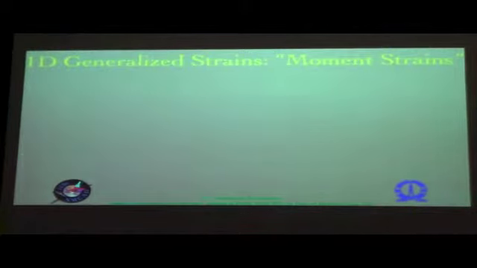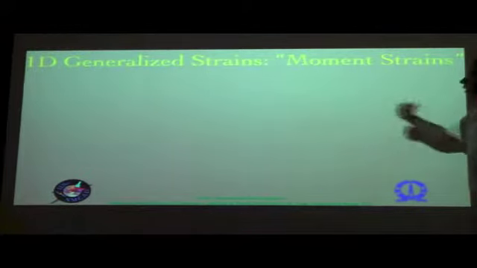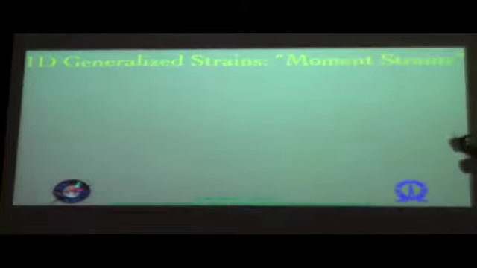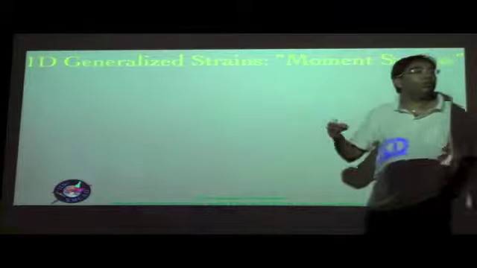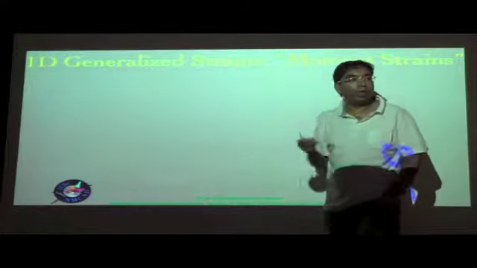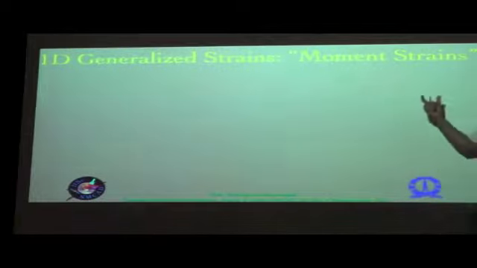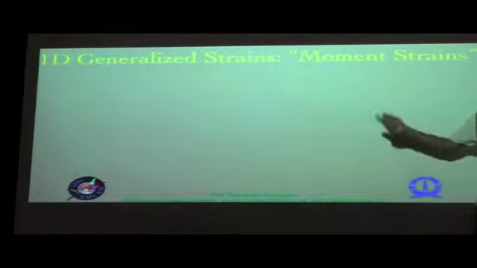So now we have further generalization, because we're talking about strains as generalized strains, 1D generalized strains. So it includes not only the gamma 1 1 and the gamma 1 alpha, which we already introduced, it also includes the moment strains, which again you are aware of, which are the kappa 1, kappa 2 and kappa 3 associated with twist and the bending curvatures.